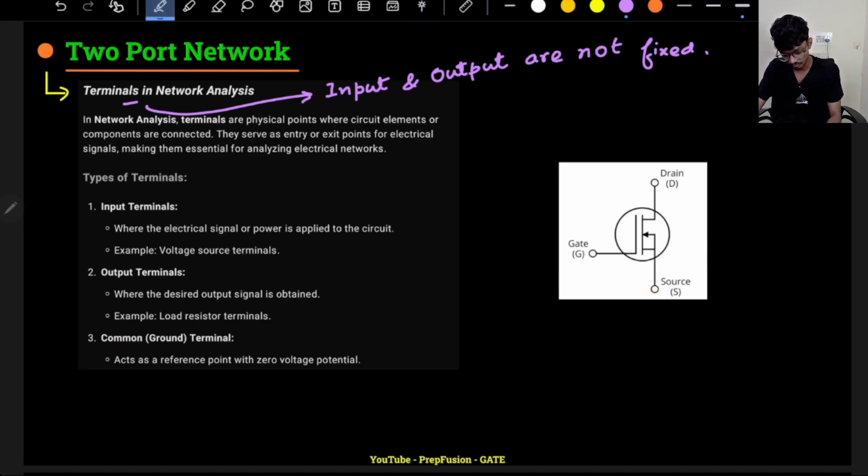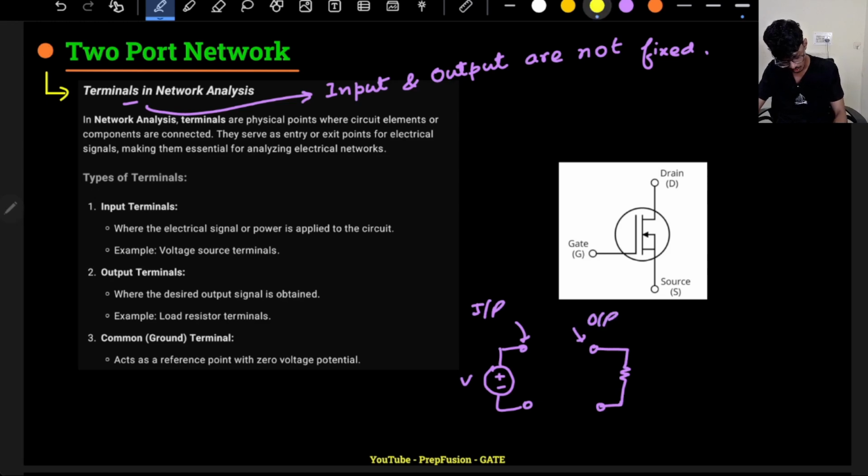Or if I have a simple voltage source here, this will be the input terminals where I will connect the inputs, and I have a load here. So this is the input terminal, this is the output terminal, and this is the common point between the input and output, which is grounded. These are the terminals basically.